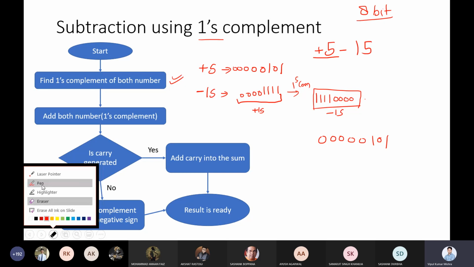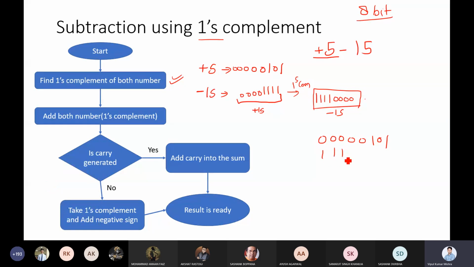So it's simply 1 1 1 1 0 0 0 0. Now we need to add them. Important point: in case of subtraction, you require a subtractor because there you are subtracting. But in case of 1's complement, we do not need a subtractor. An adder is good enough for addition as well as for subtraction. So here also we are adding.